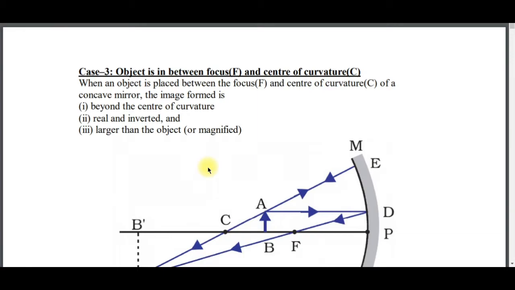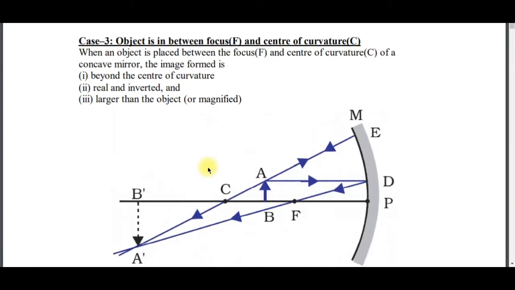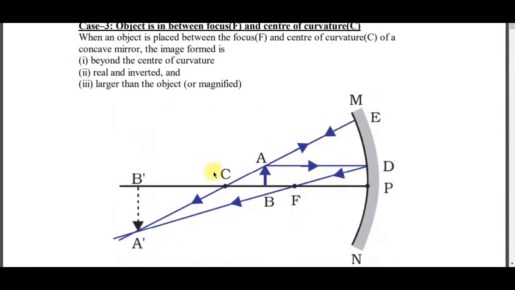The next case is the object is between the focus and the center of curvature. मतलब C और F के बीच में रखा गया है. तब क्या होता है, the image is formed beyond the center of curvature. The image is formed beyond the center of curvature, somewhere here. Okay, the object is here. The image is real and inverted. Inverted है, real because it is in front of the mirror, and it is larger than the object. Okay, it is larger than the object.